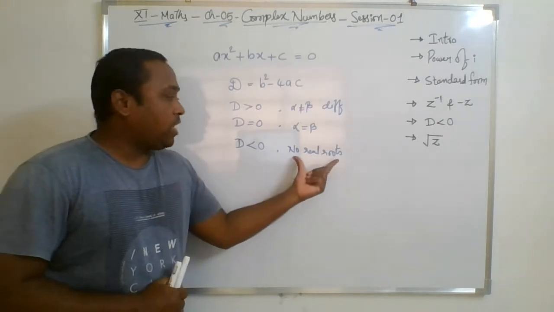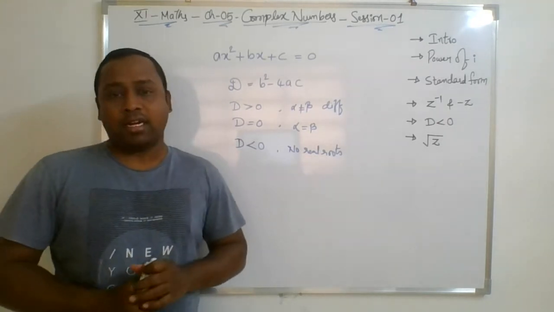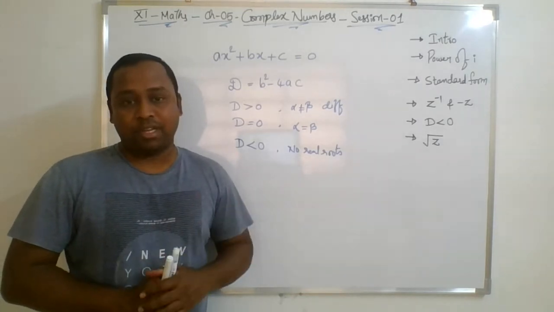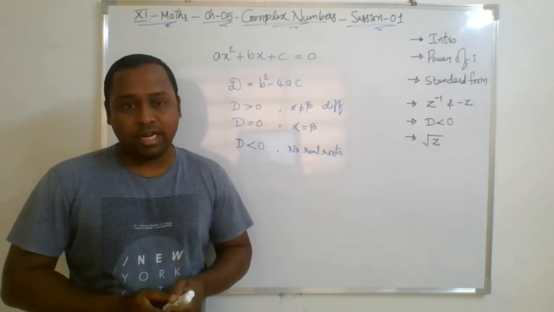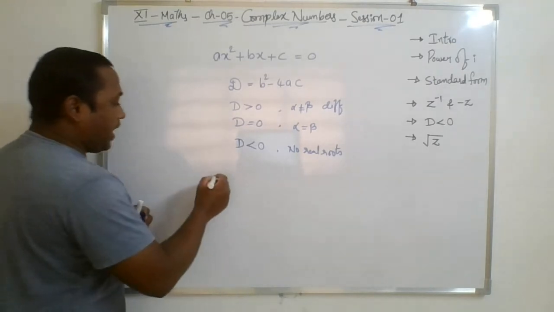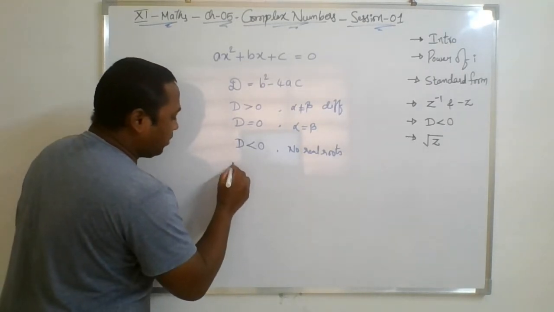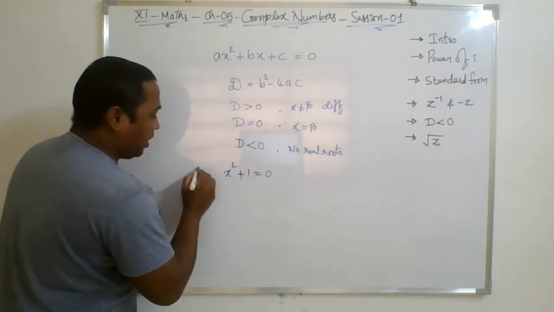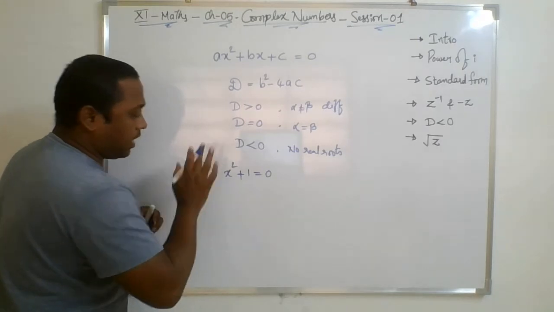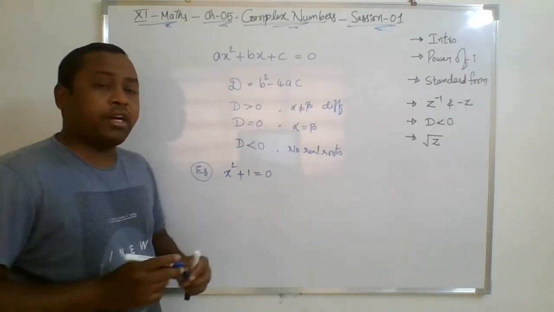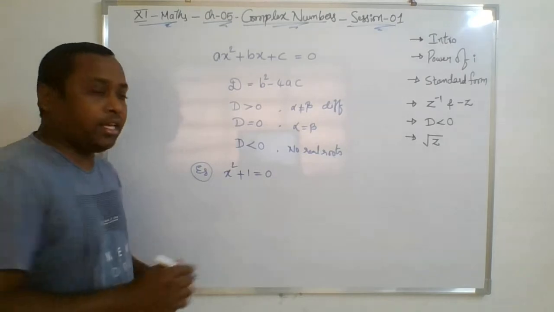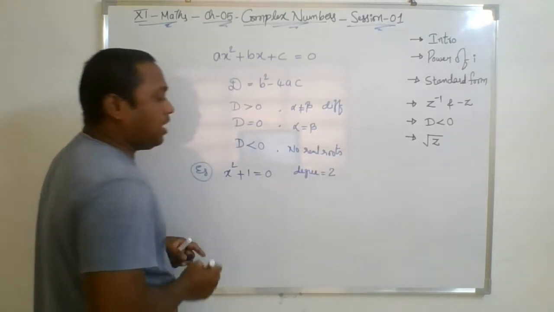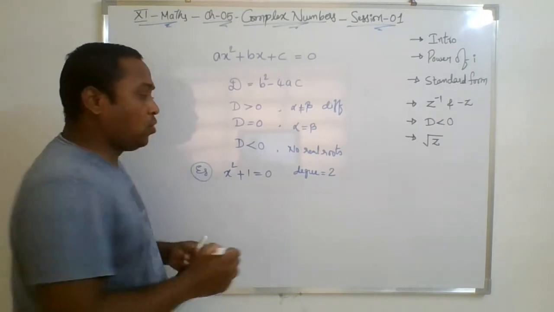But if there are no real roots, it means that definitely there are roots which are not real. And what is that not real? Because if you take the equation x square plus 1 equal to 0, it is a quadratic equation, right? So if it is a quadratic equation, its degree is 2. So definitely it must have two roots.